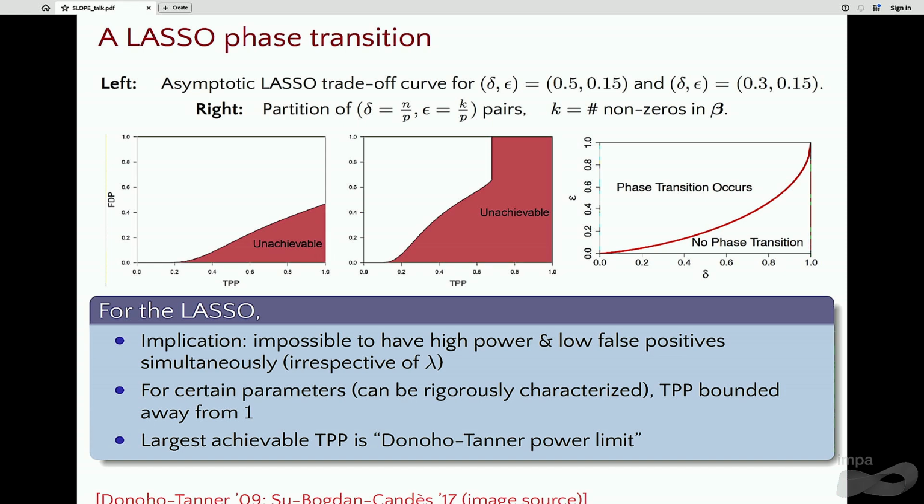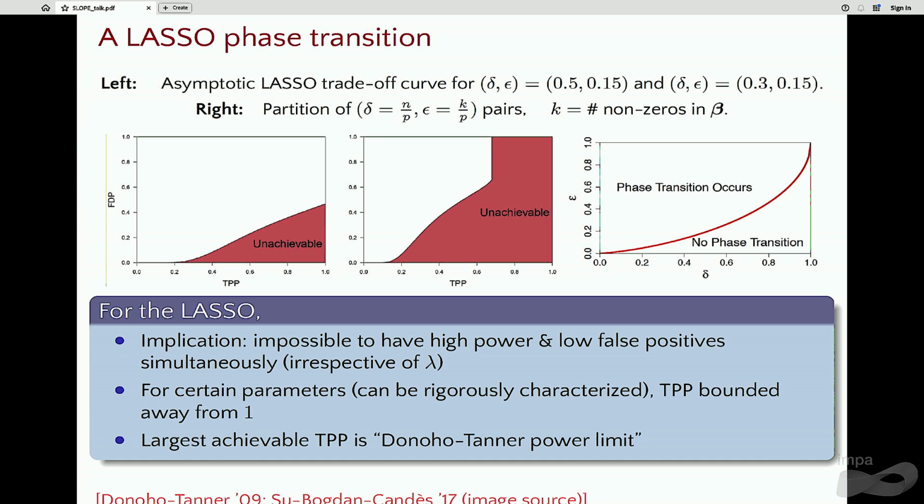In fact, for the lasso, for certain problem parameters, so for certain delta epsilon pairs, the true positives can be strictly bounded away from 1. This is the example in this plot. So what this says is no matter how many false discoveries you're willing to tolerate, the lasso in this setting is never going to be able to find all your true non-zeros. What I'm going to call the largest achievable TPP in the lasso is the Donoho-Tanner power limit.